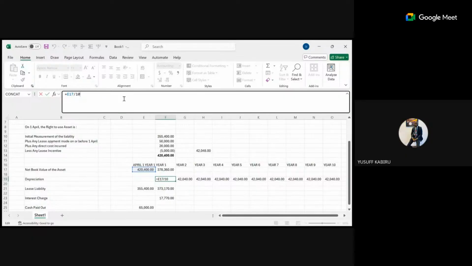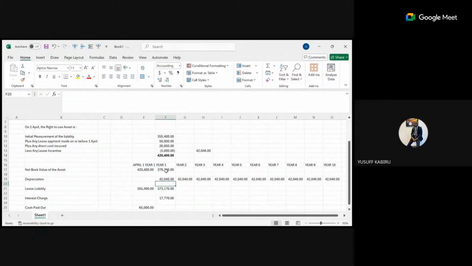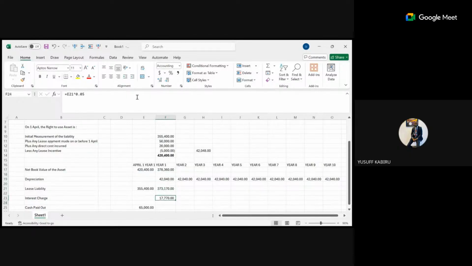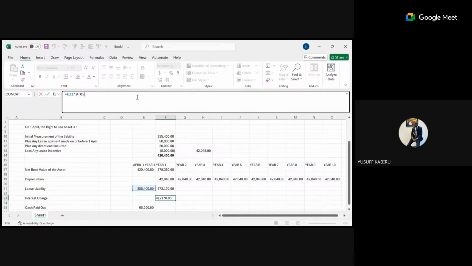Yes, sir. Okay, so having done that, the balance that we have as at the end of year one is now going to be the 420 that we have at the beginning minus the depreciation charge. Is that clear? Yes, sir. Okay, so I now said, to get the lease liability, you need to first consider what the interest charge is. So the interest charge is the value of the lease liability at the beginning of the year multiplied by 5%. That 5% is the rate they gave us to use for calculating the NPV that we did earlier.